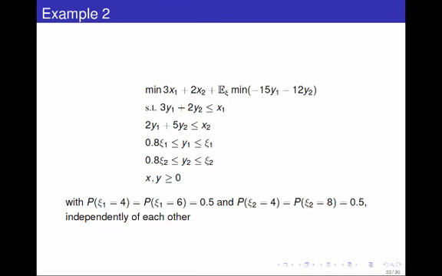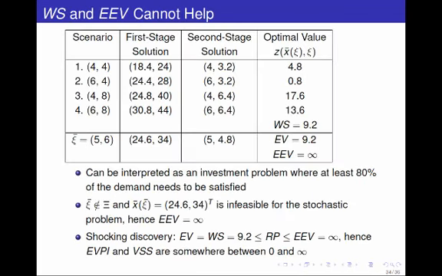Now, we're going to create bounds using all of these ideas. So what does the wait and see and the EEV give us? How do we compute the wait and see? We take each of these scenarios independently, we solve it. That gives us first stage decisions, second stage decisions, and an objective function value. Four optimization problems because we have four scenarios. Can you see where the four scenarios are coming from? It's a two-dimensional uncertainty vector, so the combination.